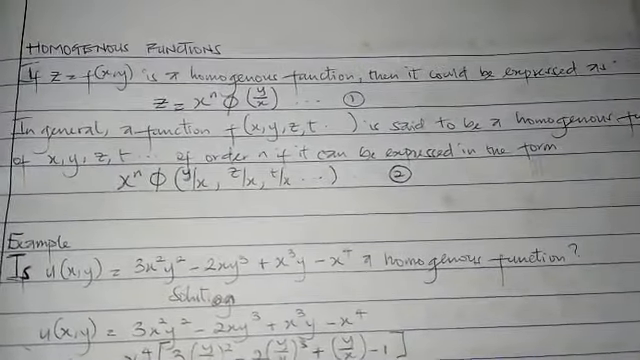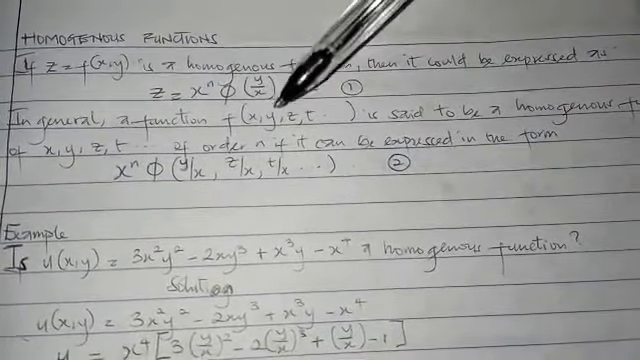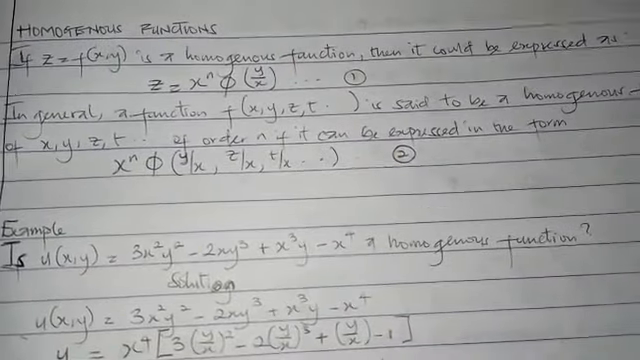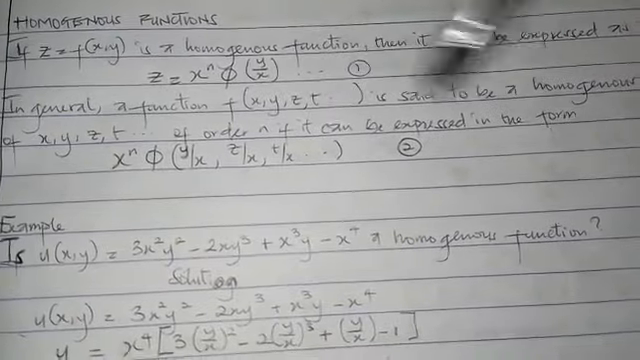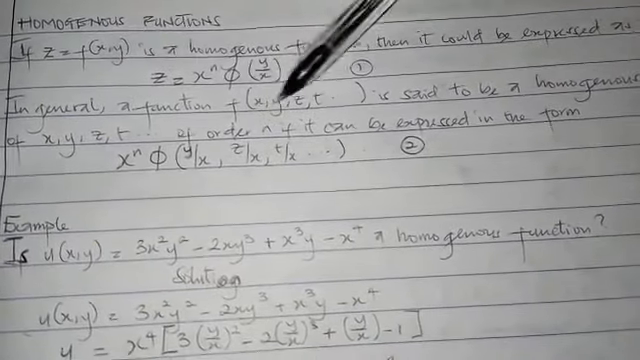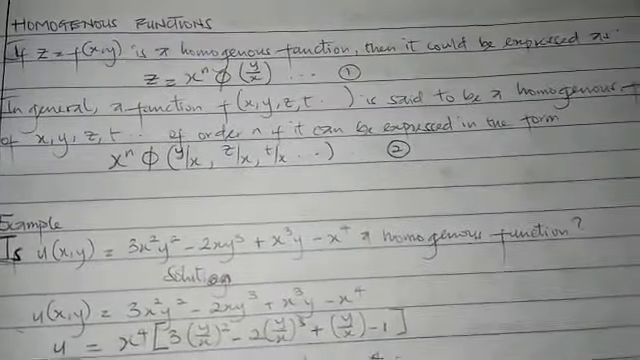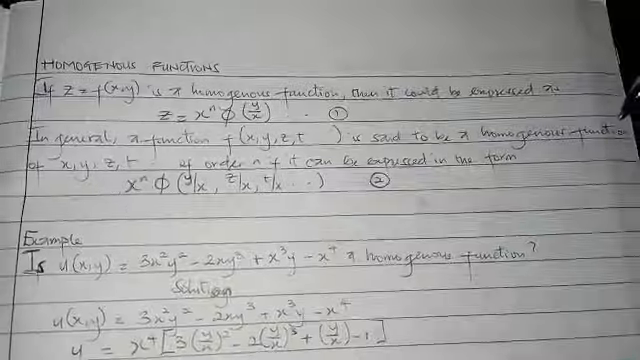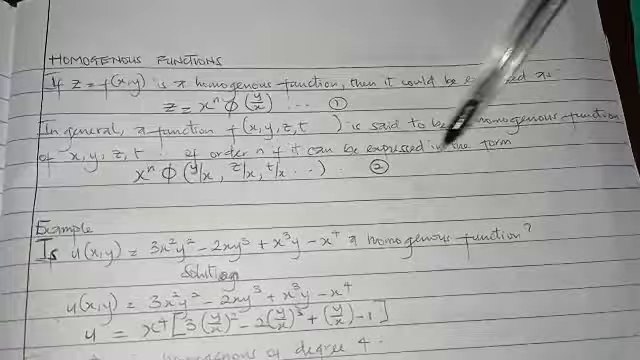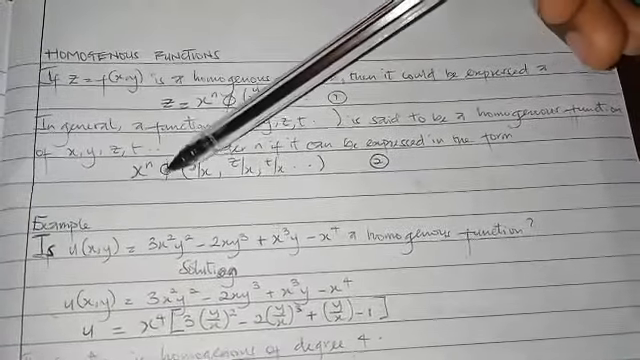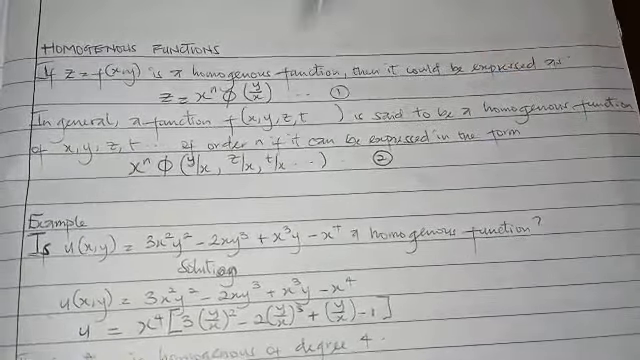In general, a function of x, y, z, and t. So, like you're given an equation with a function f of x, y, z, and t. I'm sure you get this pattern by now. It's said to be a homogeneous function of x, y, z, and t of order n if it can be expressed in the form x to the power n, a function of y over x, z over x, t over x.